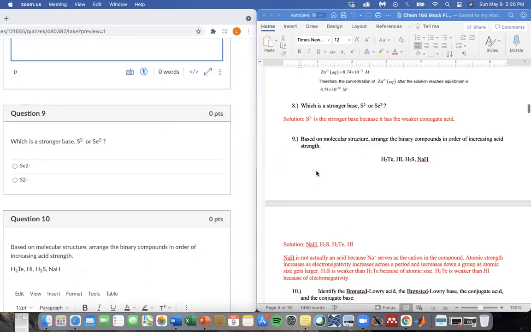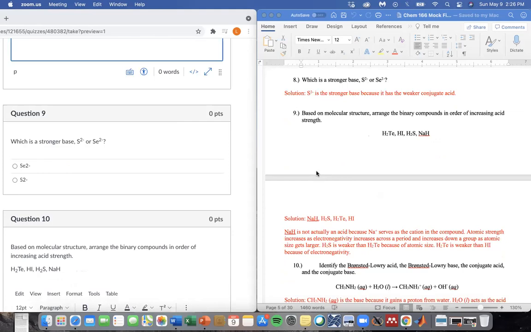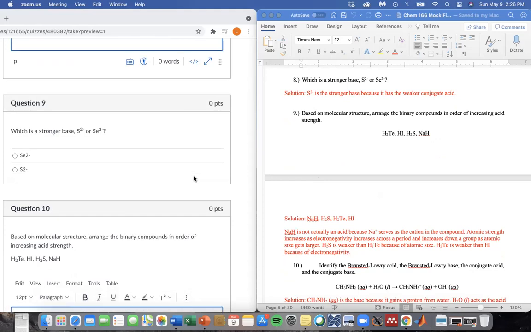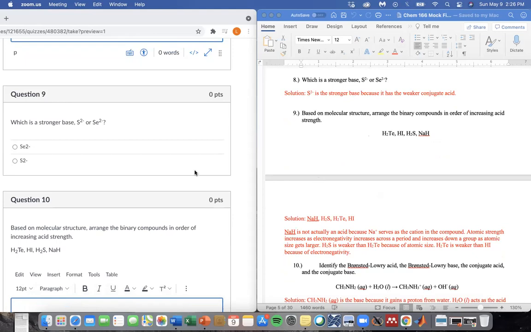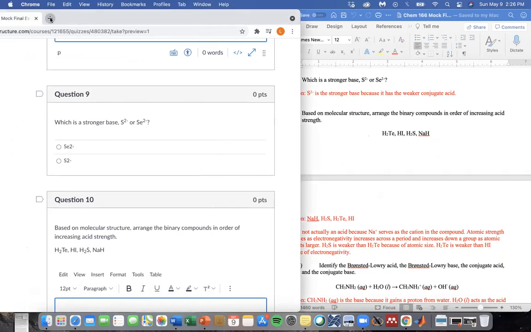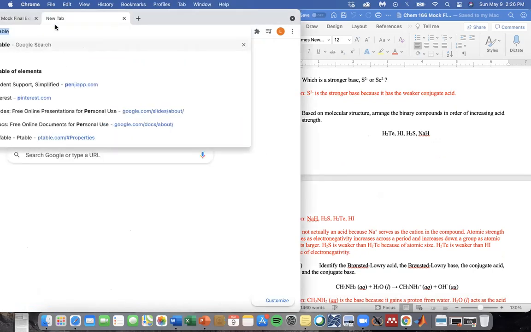So now that's all the KSP, Kf type problems, and now we'll transition back into acids and bases stuff. Your first question for acids and bases was asking about a stronger base, S2- versus Se2-. There are 2 ways you can think about this. Let me pull up the periodic table.